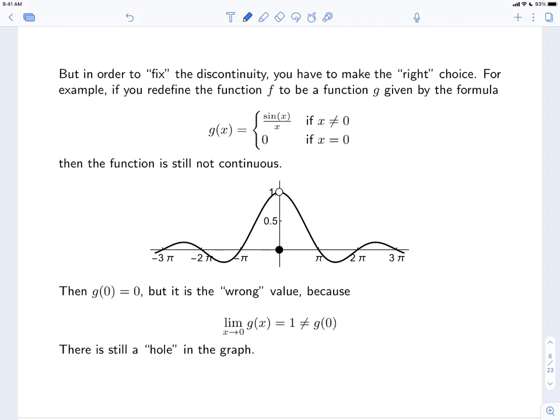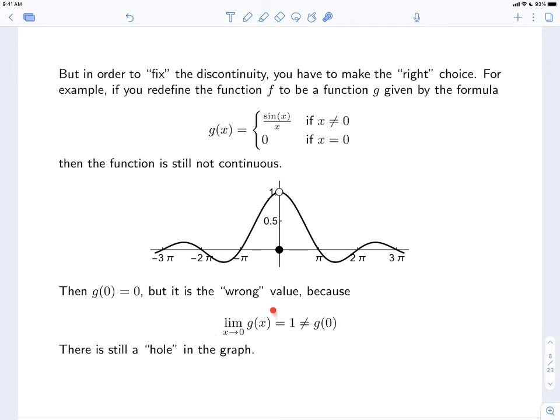But in order to fix the discontinuity, you have to make the right choice when you redefine it. For example, if you redefine the function sine of x over x to be a function called g given by the formula that you see here, g of x is equal to sine x over x if x is not equal to 0, and 0 if x equals 0, then this function g is still not continuous at 0. It's continuous everywhere else, but there's a hole at x equals 0. We've redefined the function to give it a value at x equals 0, but in some sense we've given it the wrong value because there's still a hole there.